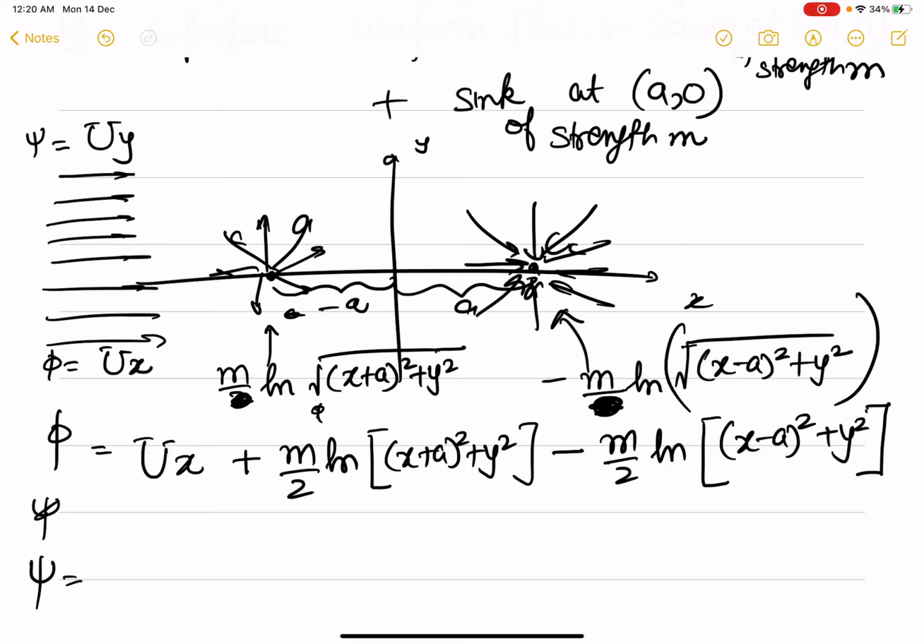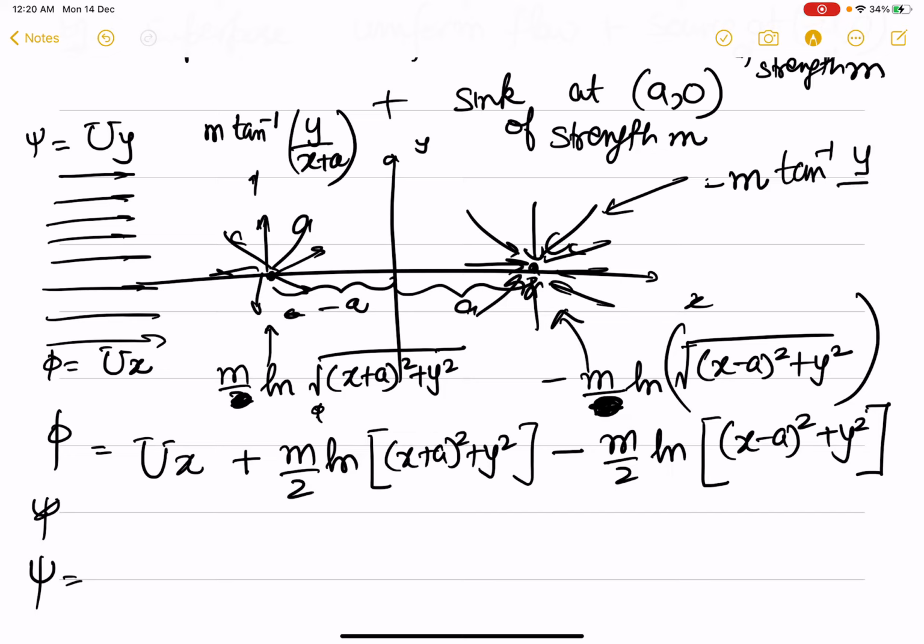For the source, psi will be equal to m times tan inverse of y by x. So now y becomes y, x becomes x plus a. And for this, psi becomes minus m times tan inverse of y by x minus a. So this is psi for the sink. This is psi for the source. And this is psi for the uniform flow.